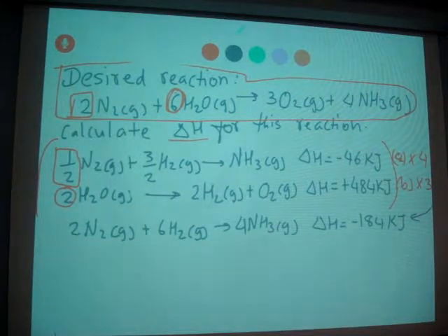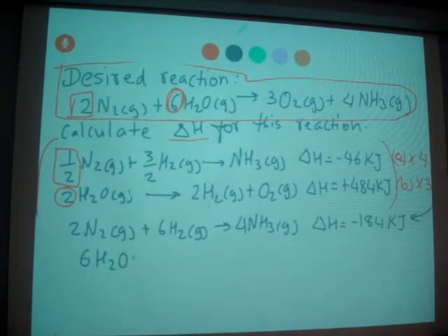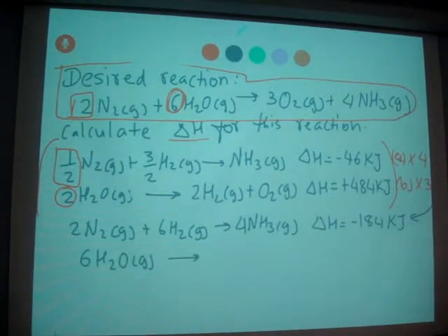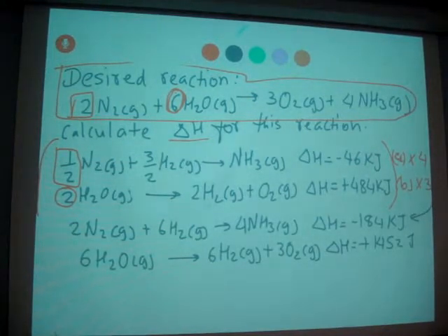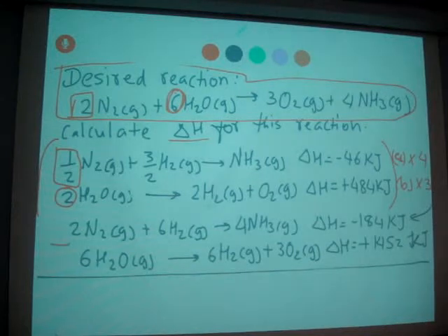Now for step B, when you multiply by 3, you get 6 moles of H2O gas gives 6 moles of H2 gas and 3 moles of O2 gas, and then delta H is positive 1452 kilojoules. Now you add them together. When you add them together, the 6 moles of H2 cancel out.